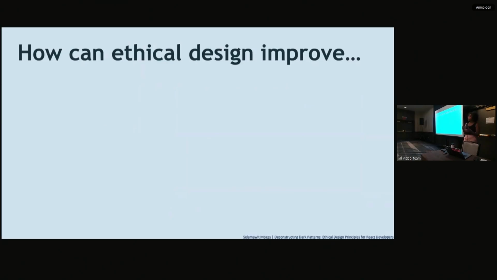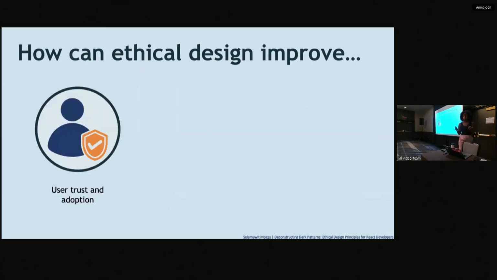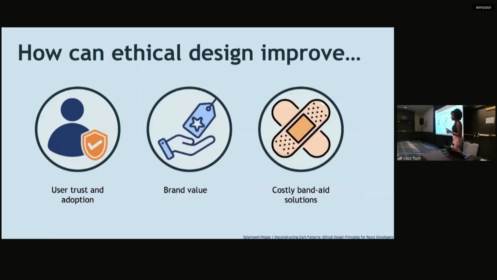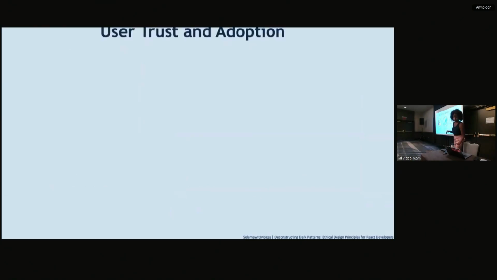So now let's look at how ethical design can improve a couple areas. I'd like to highlight 3 specifically. First, user trust and adoption. Next, brand value. And lastly, costly band-aid solutions. So starting from the top with user trust and adoption. To illustrate how ethical design can improve user trust and adoption, let's first start with the core idea, or core axiom, of this argument that we'll be hinging on.